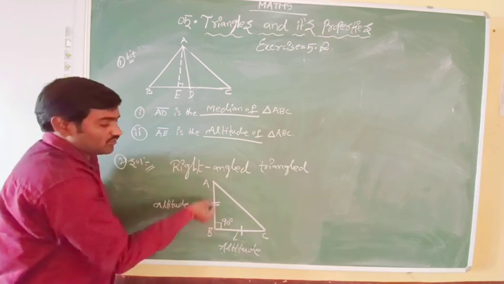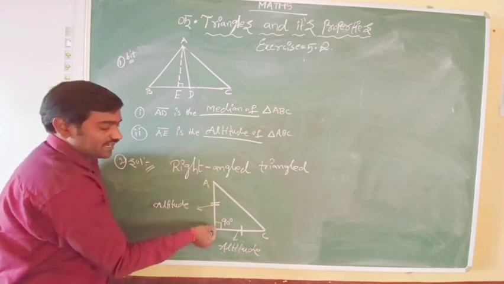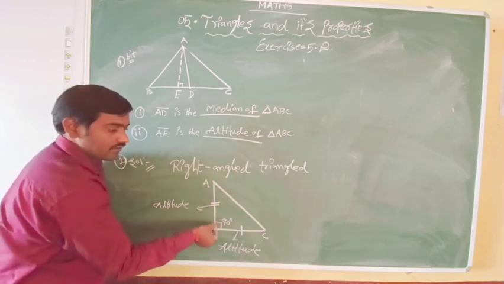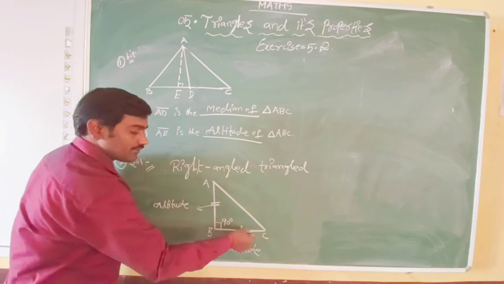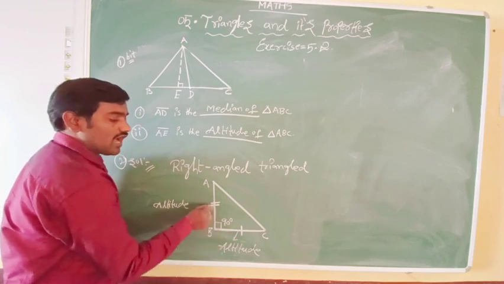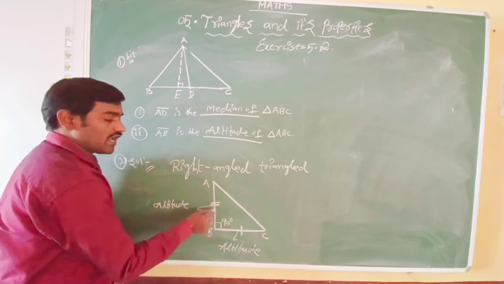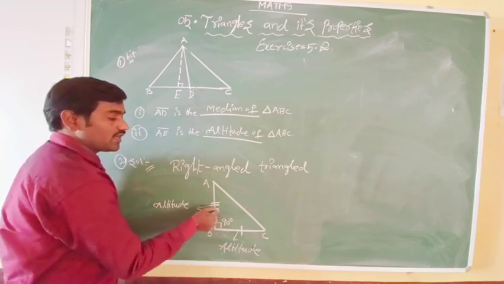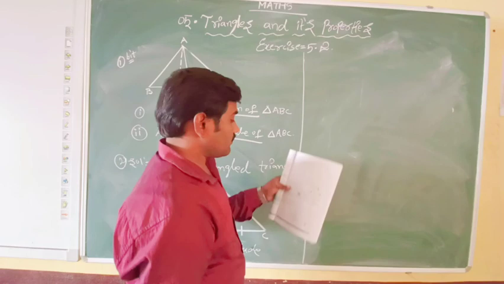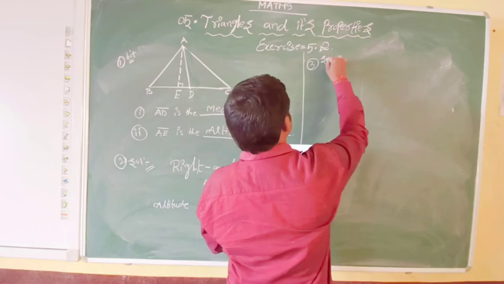So there is no need to write one more altitude. If you try to draw an altitude from the vertex A, you get this same line again, from vertex to opposite side, a straight line. So these two sides are perpendicular to each other, hence they are known as altitudes of triangle ABC. Triangle ABC is a right angled triangle. Okay, this is what you need to remember.